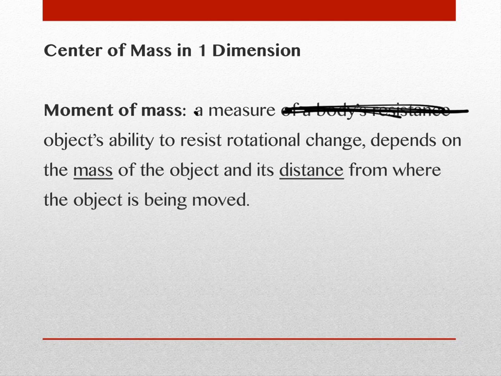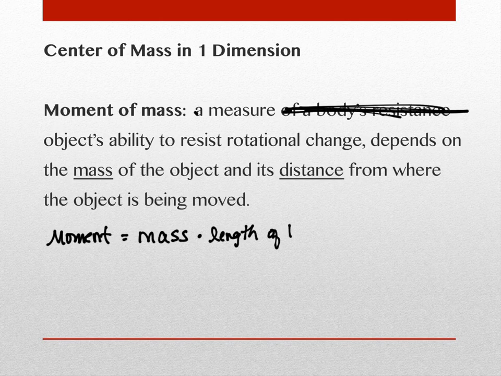So in general, generically speaking, the moment is calculated by taking your mass times the length of the moment arm, otherwise known as the distance to the fulcrum.